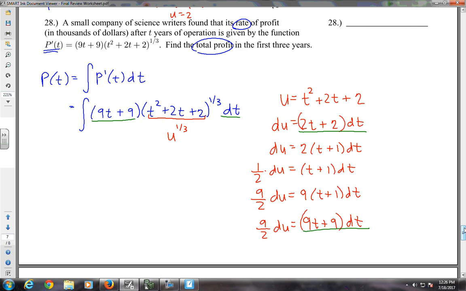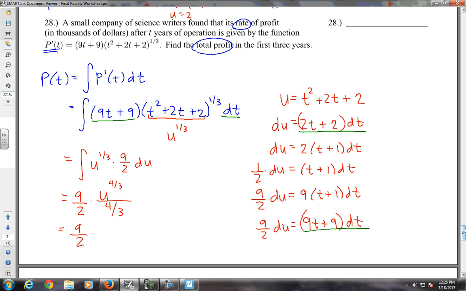The leftovers in the original integral, underlined there in green, will be replaced with 9 halves du. So we end up with the integral of u to the 1/3 times 9 halves du. Let's go ahead and integrate. So we have 9 halves times the antiderivative here. We need to add 1, or add 3/3, to the exponent and divide by that same number. Now I'm going to leave off the plus C because we are about to turn this into a definite integral. So hang on for just a minute.